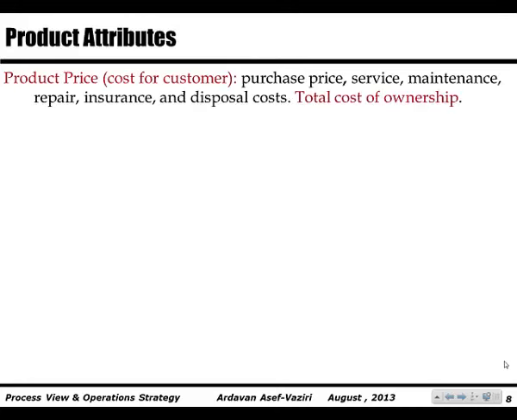Product attributes, which are external components and are defined by customers, start with product price, how much price the customer is willing to pay for this product: purchase price, cost of service, cost of maintenance, repair, insurance, disposal, all other costs which define the product price, and we refer to it as total cost of ownership. How much a customer is willing to pay, the total cost of ownership, to have our product.